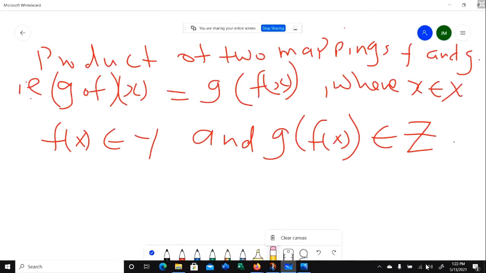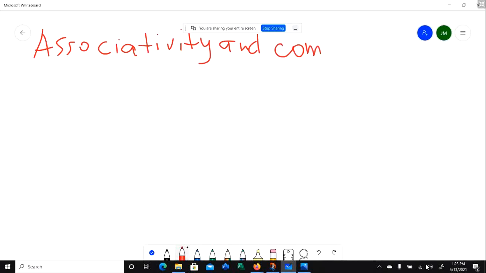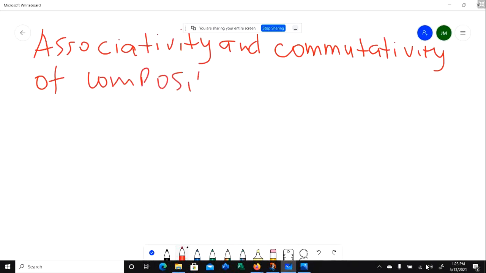So I'll clear this. So, associativity and commutativity of composite mappings.